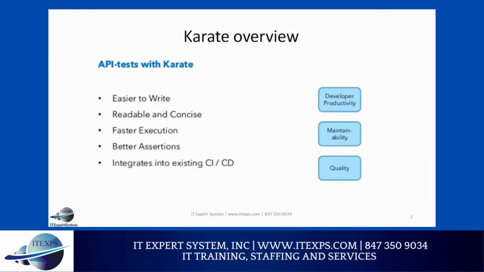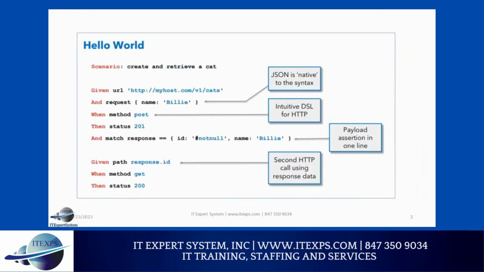Here's an example. Let's say there's some cat service, and they provide you different cat information. So it's a scenario, create and retrieve a cat. Now look at given, when, then. That looks like Gherkin syntax, right? Given URL, HTTP something cats, and request is a JSON body. When method post, then status 201. Make sense? So when I issue a particular request on a particular URL, then I'm expecting the status back.